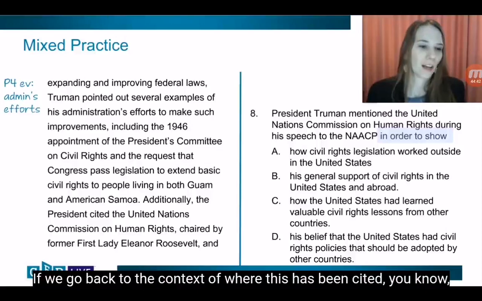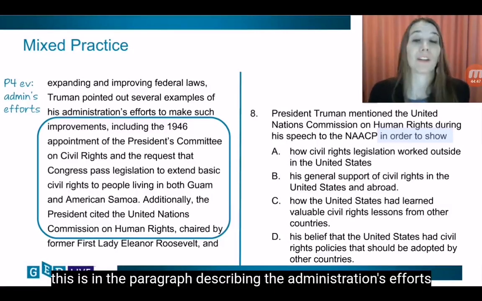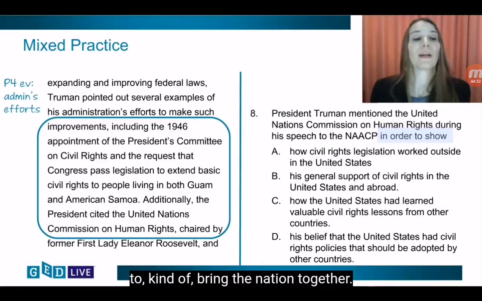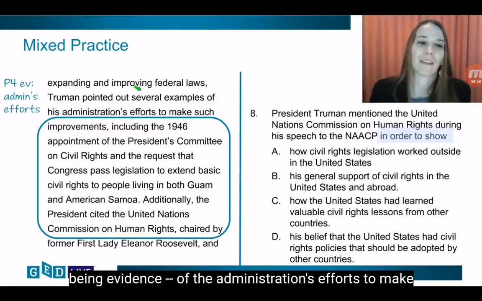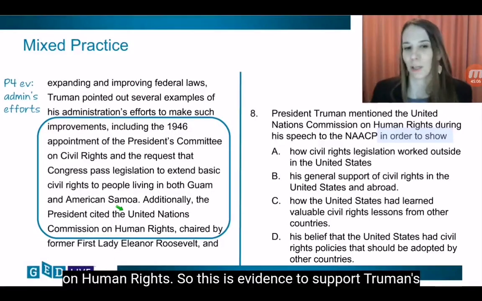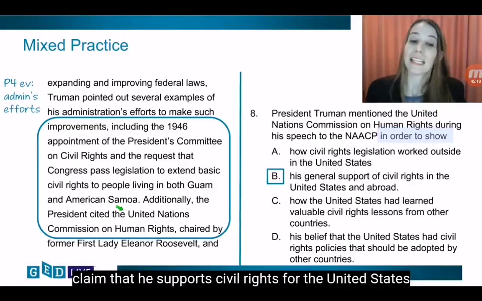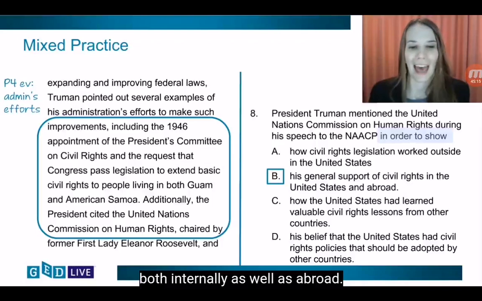If we go back to the context of where this has been cited, this is in the paragraph describing the administration's efforts to bring the nation together. And the author points out several examples as evidence of the administration's efforts to make improvements, including, there it is, the United Nations Commission on Human Rights. So this is evidence to support Truman's claim that he supports civil rights for the United States, both internally as well as abroad.